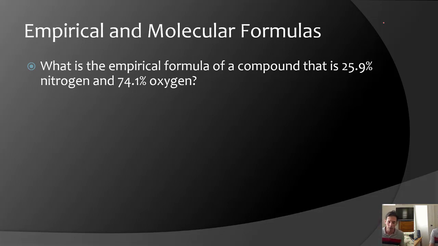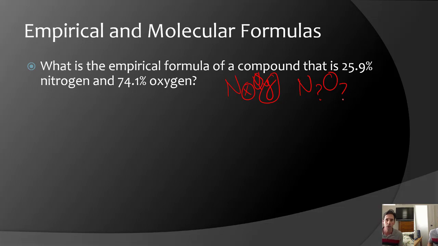So we right off the bat know that this compound is going to contain nitrogen and oxygen, okay? We don't know what the subscripts are going to be. So the idea is that we want to know what the subscripts are going to be, whether it be a 1, a 2, a 3, a 4, a 5, 6, 7, 8, 9, 10, I can go on forever, okay?